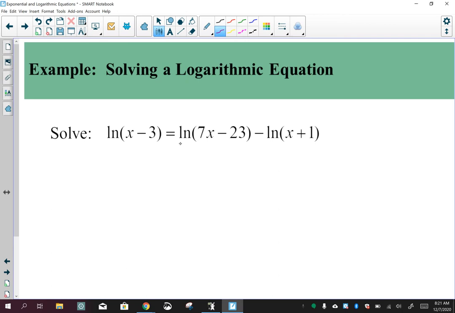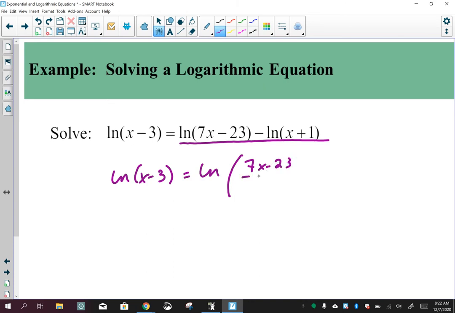So the first thing we need to do is use our properties, however, and take that and make it into one really big natural log. So I got to that natural log of x minus 3, and that equals the natural log of 7x minus 23 all over x plus 1. So this is a good thing. Because I have this, I can now drop my natural logs, and I can say, all right, I've got an x minus 3 over 1. And that's going to equal 7x minus 23 all over x plus 1.